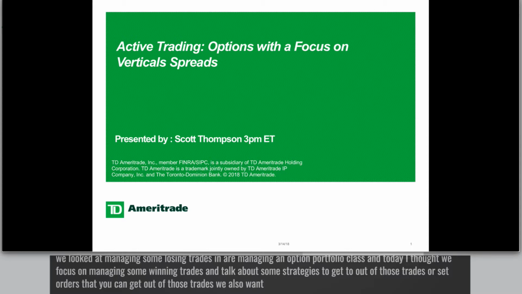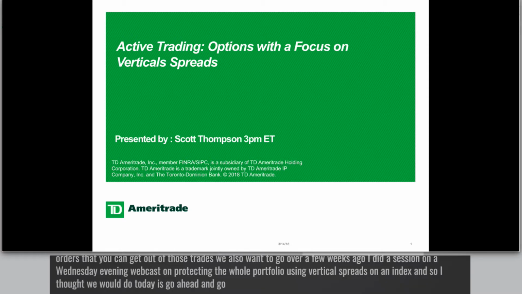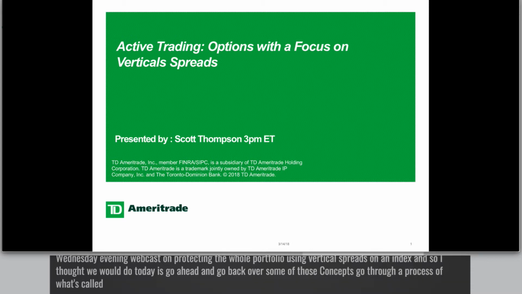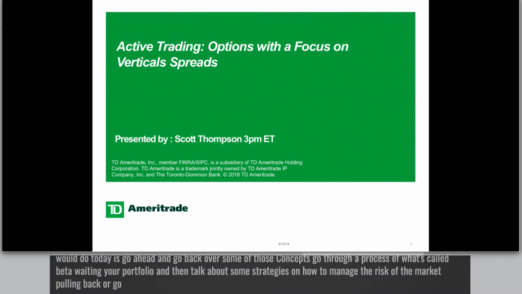We also want to go over, a few weeks ago I did a session on a Wednesday evening webcast on protecting the whole portfolio using vertical spreads on an index, and so I thought what we would do today is go back over some of those concepts, go through a process of what's called beta weighting your portfolio, and then talk about some strategies on how to manage the risk of the market pulling back or going down against some bullish types of positions. And so we'll talk about that today as well.